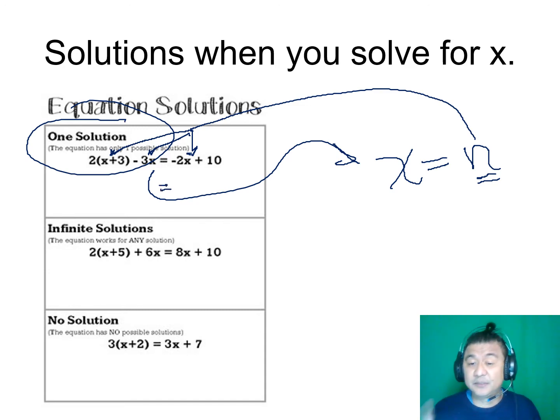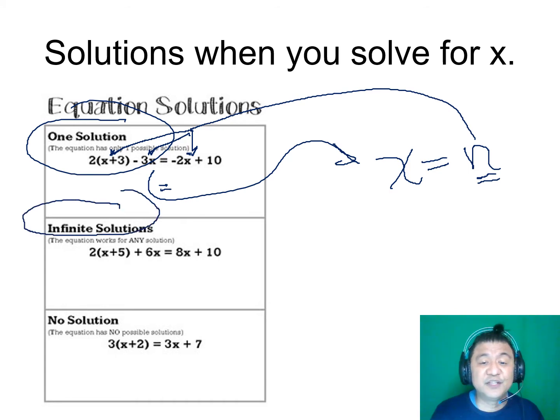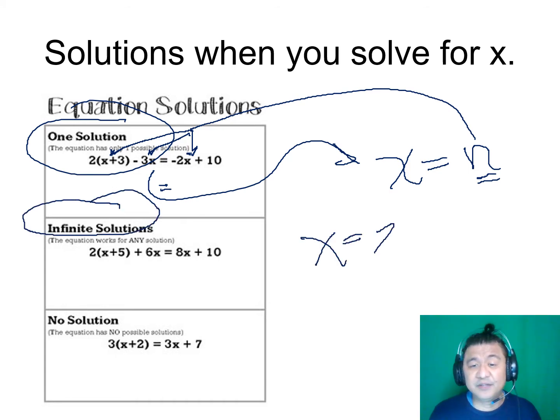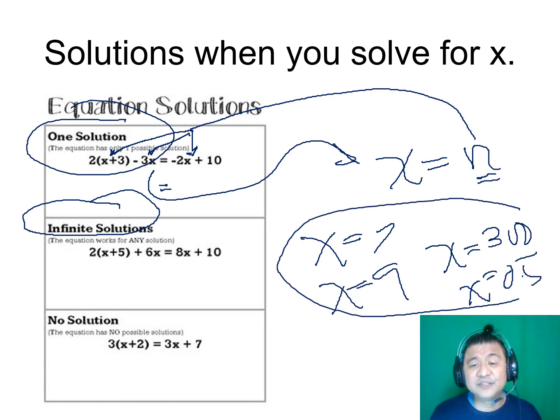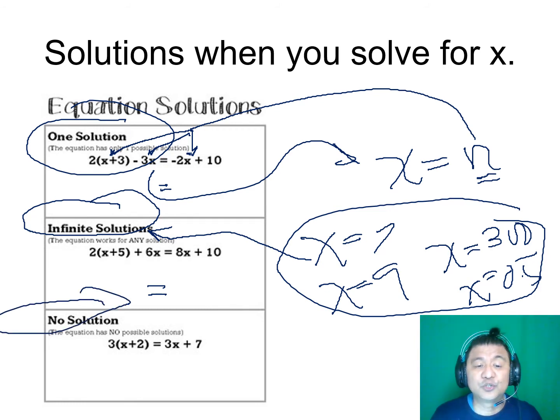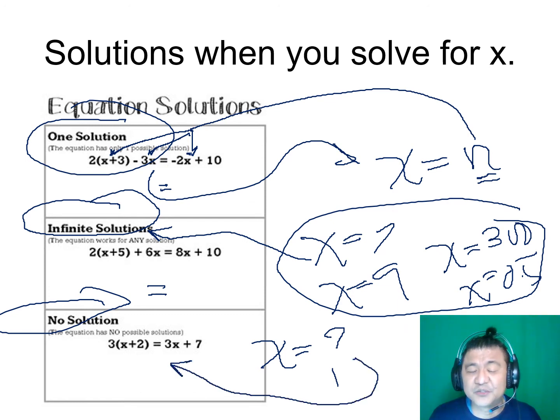But guess what? This is something new. Sometimes there will be infinite solutions. x could be 7, x could be 9, x could be 300, x could be 0.5, and all of these x's could be plugged in and it will still make the equation true. And sometimes there will be no solution at all. x could not be any number in the world. Not any number in the world will make it true. Okay? It won't make sense. So these three are what we're going to study today.